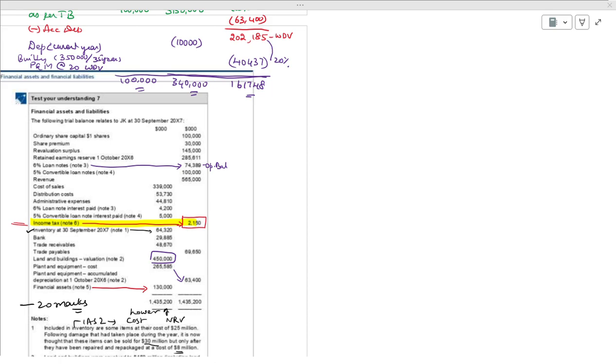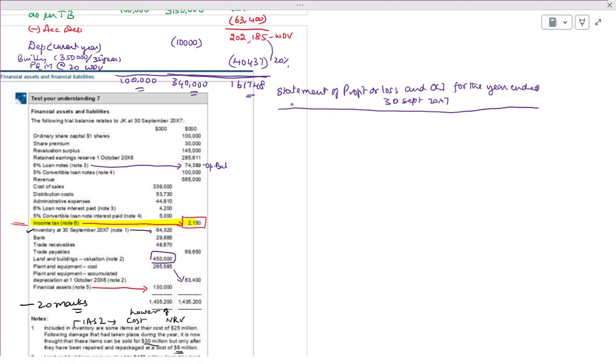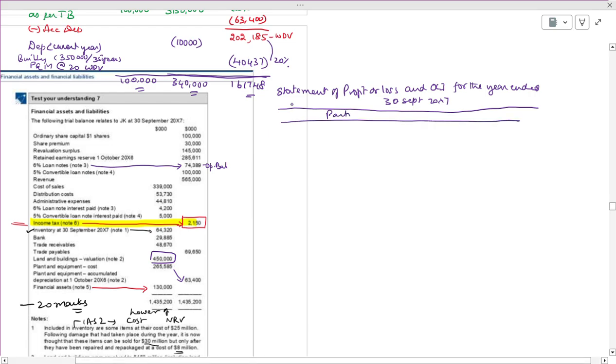Now, again, we are going for the first chapter. In the examination, they will give you this for 20 marks. Now, what is it? Statement of profit and loss and OCI, for the year ended 30th September 2007. Do it once class is over, do it on the system. Any doubt, you ask me. You have to put it like this. Particulars.